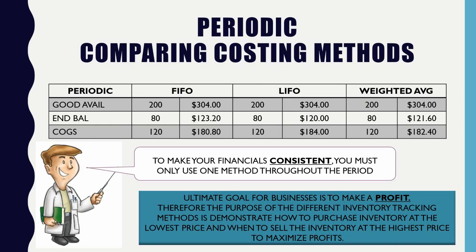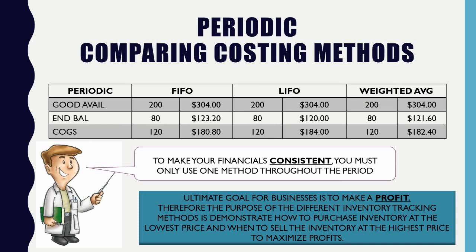In this case, with FIFO, we end up reserving our last batches that we purchased, and we end up selling our first inventory items, which are generally lesser and cheaper. So I got a result of ending inventory of $123.20. If I go to LIFO, since I sold all of my more expensive items first, I ended up with an inventory of 120. And for weighted average, I end up getting something in between.